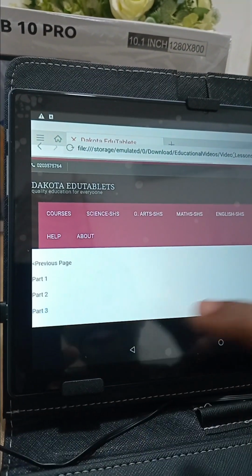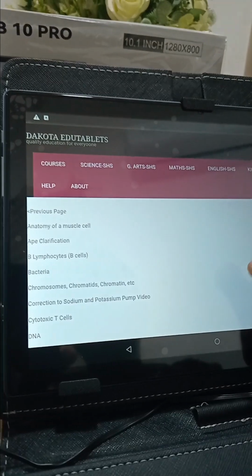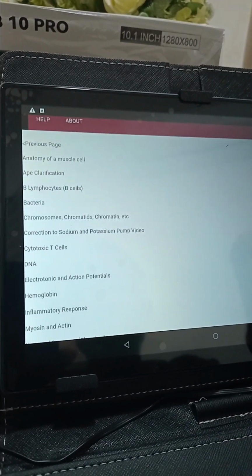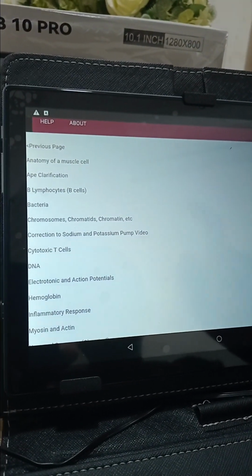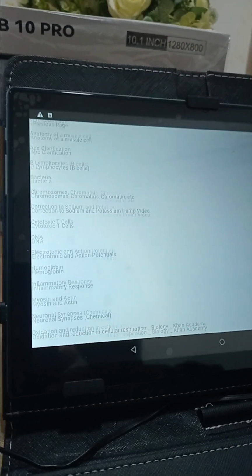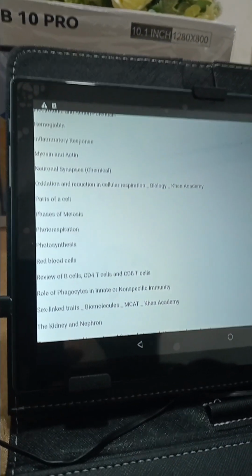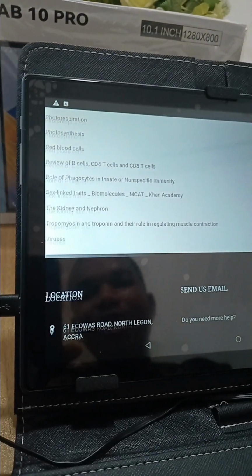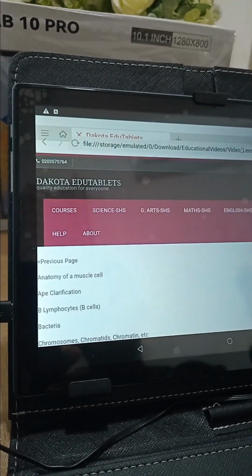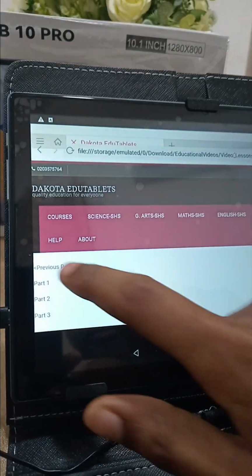In the third folder, we have anatomy of a muscle cell, clarification, hemoglobin, inflammatory response, oxidation, all of them here. You can have access to all of this without the internet. All right, so we are done with the biology.